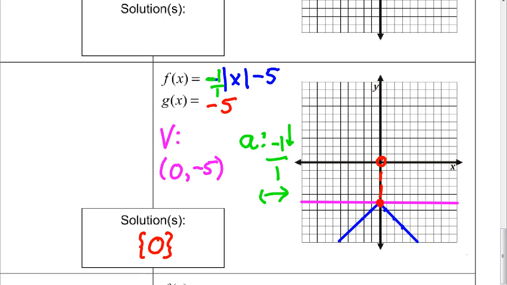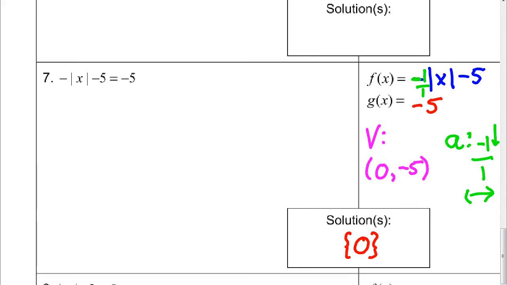Now, what happens algebraically when there's only one solution? Well, what number for absolute value only has one solution? So here we have a couple things on the outside. We have a -5 on the outside, and we have a multiplying by -1.